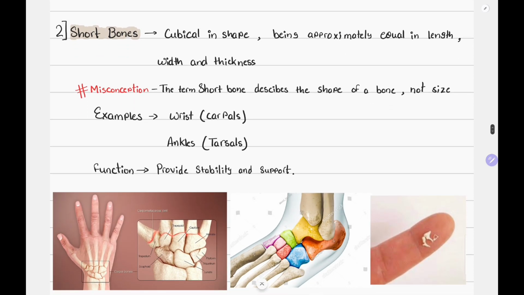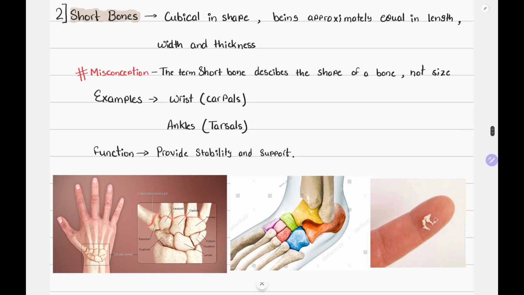Coming to the second classification, which is the short bones. Short bones are cubical in shape, being approximately equal in length, width and thickness. Be cautious with the definition of short bone: they are cubical and approximately equal in length, width and thickness. The definition nowhere says that short bones are shorter in size. A great misconception is that the term short bone describes the shape of the bone and not its size.